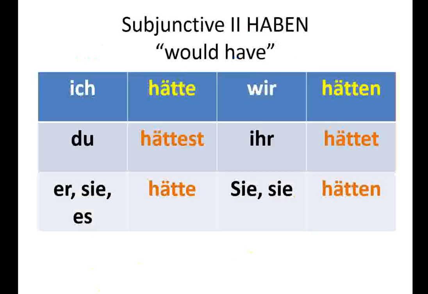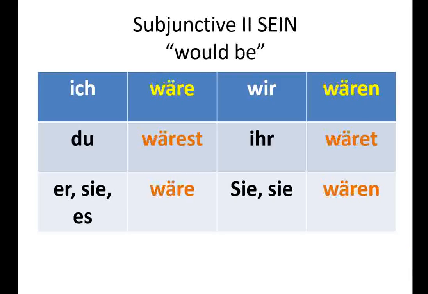Okay, so let's take a look at the subjunctive form of haben, so the would have or had in most cases. Ich hätte, du hättest, sie, es hätte, wir hätten, ihr hättet, sie hätten. So make sure you write those down. Pause and go to the next when you're ready. Subjunctive of sein or to be. So this becomes not to be, but would be. Ich wäre, du wärest, sie, es wäre, wir wären, ihr wäret, sie wären. Pause and write this down and resume when you're ready.